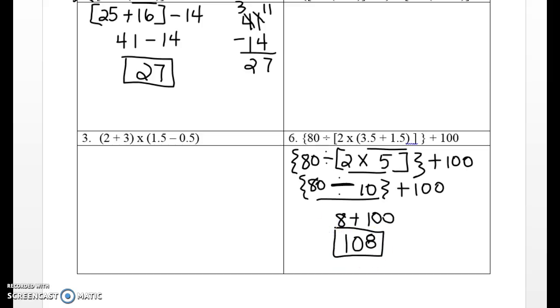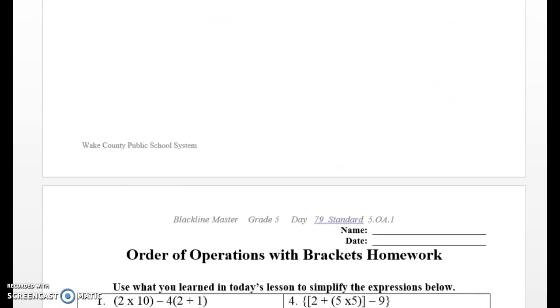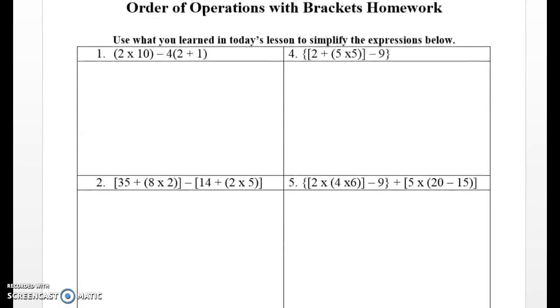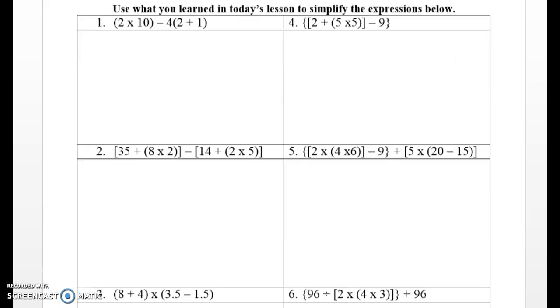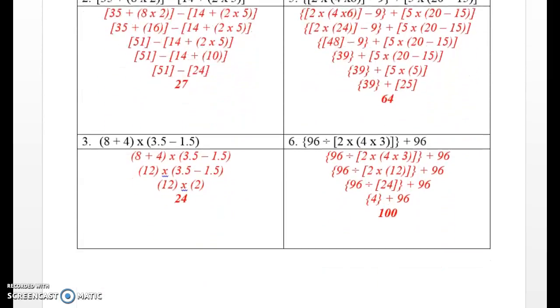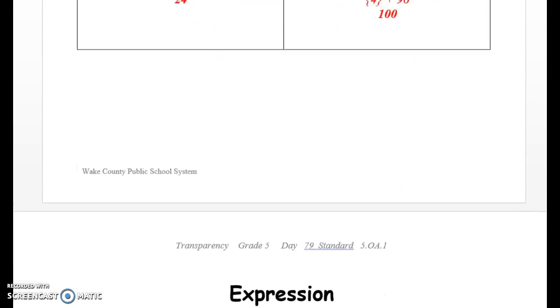Alright, so there goes our classwork. The answer key was included. So then you had your homework. And again, go ahead and view the answer key so that way you can see if you have any mistakes. If you get something that's different than theirs, remember, sometimes we have that situation.